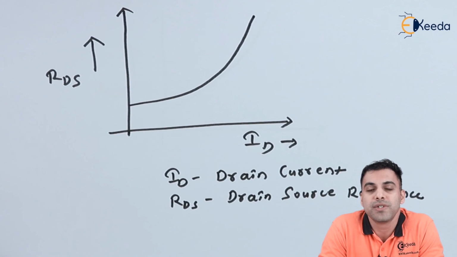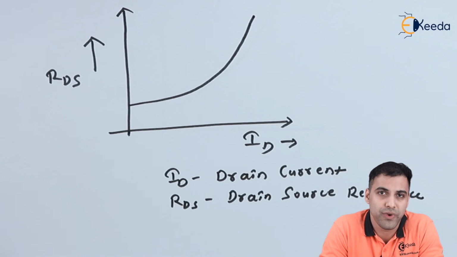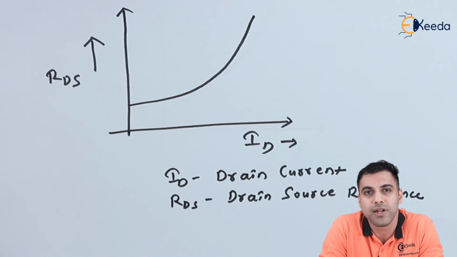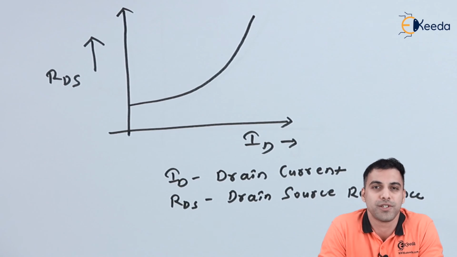So friends, to summarize, we discussed the construction of the power MOSFET, the working principle of the power MOSFET, and how the drain source resistance varies with the drain current and how the drain source resistance varies with junction temperature.